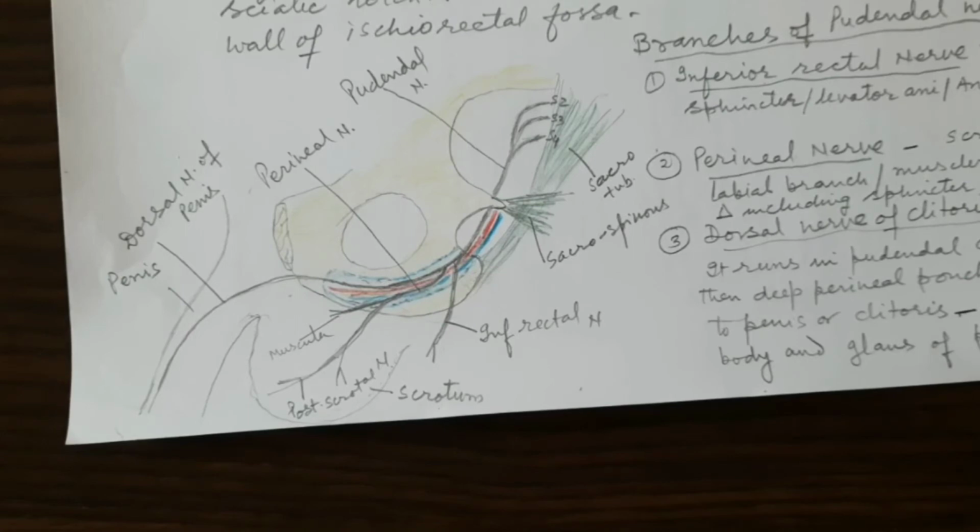Then it will supply the superficial perineal pouch muscles like superficial transverse perineae, ischiocavernosus or ischiospongiosus muscle, and also the deep transverse perineae. So these are the muscles of the superficial and deep perineal pouch, including the sphincter urethrae, which are supplied by the perineal nerve, which is a branch of the pudendal nerve.